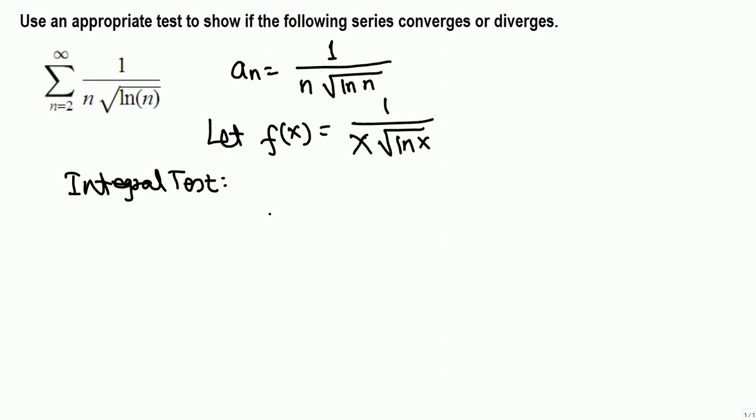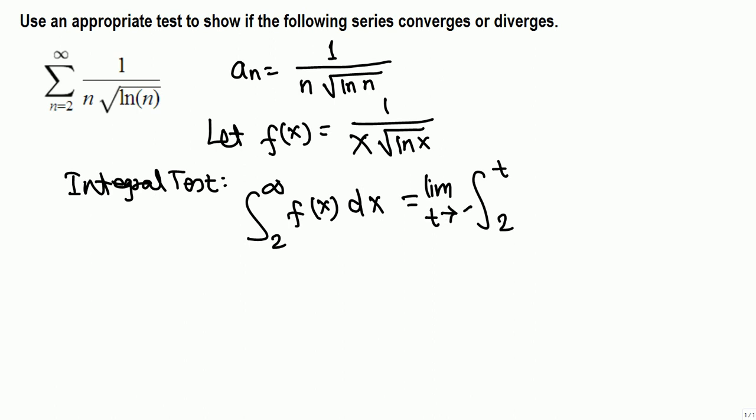For that we find the following improper integral, from 2 to infinity of f(x) dx. If this improper integral converges, then the series converges. If it diverges, then the series also diverges. Since the upper limit is infinity, we need to use the limit as t goes to infinity of the integral from 2 to t of f(x), our function, which is 1 over x times the square root of natural log of x, dx.